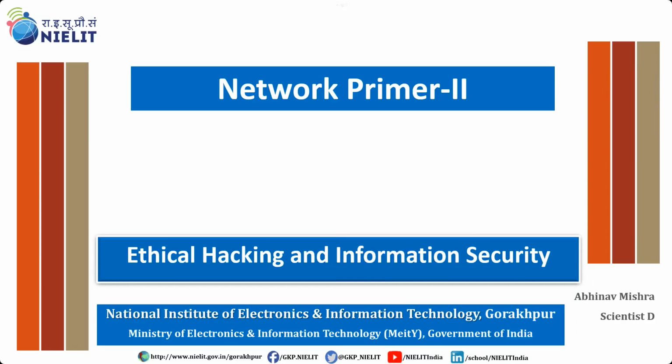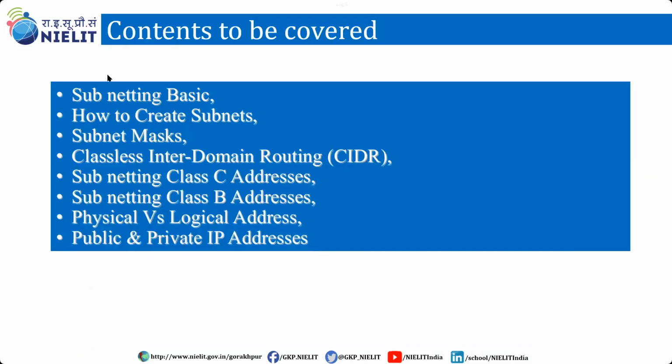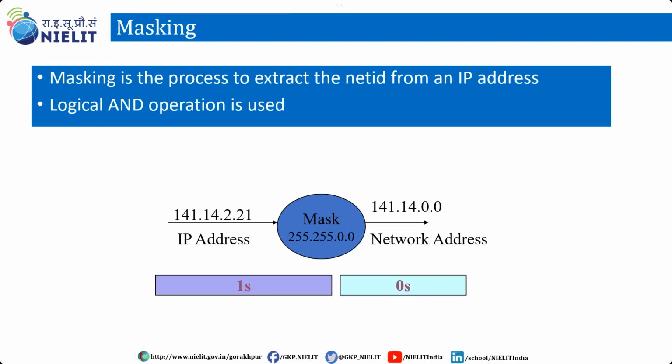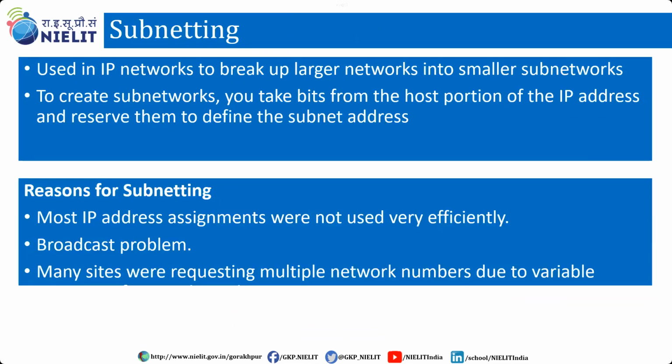We have to complete the remaining part of network primer 2. Yesterday we went through the subnetting basics, the subnet mask and the need for a subnet mask. The subnet mask is used by system software to extract the network ID and host ID from a given IP address. Depending on the different classes of IP address, there are default subnet mask values. Then we covered the masking operation, the subnetting process, the benefit of subnetting, and the reason behind subnetting.